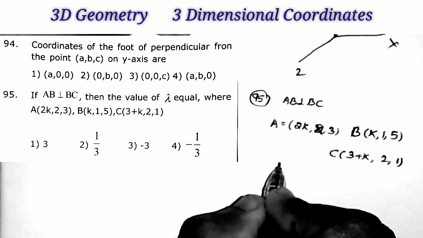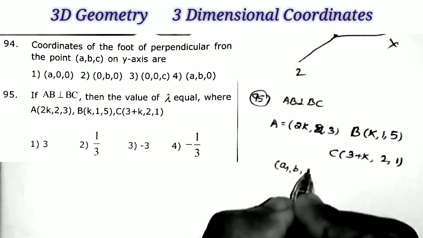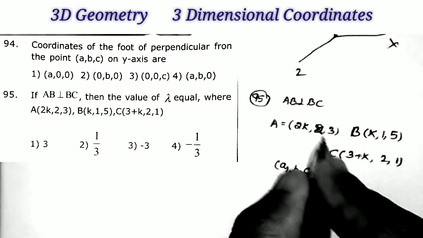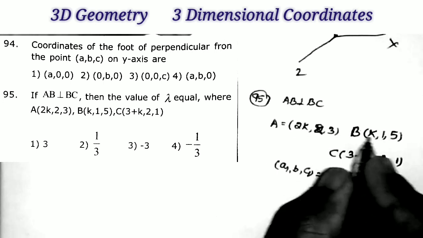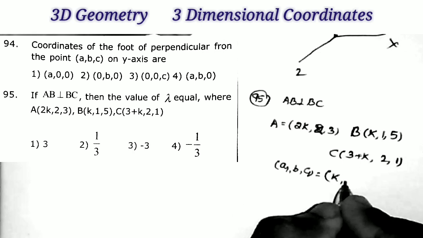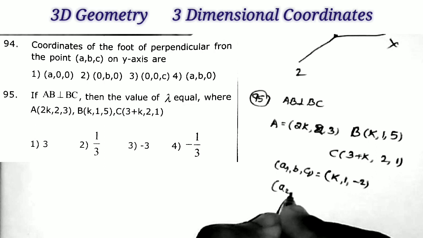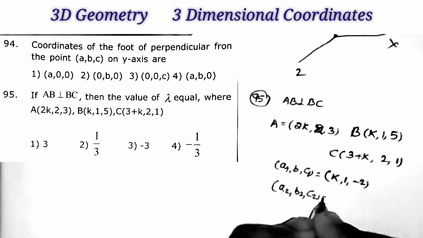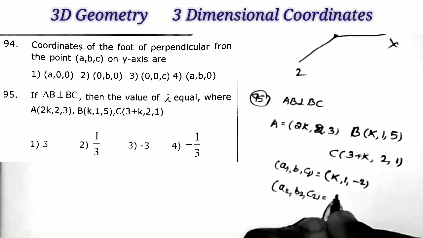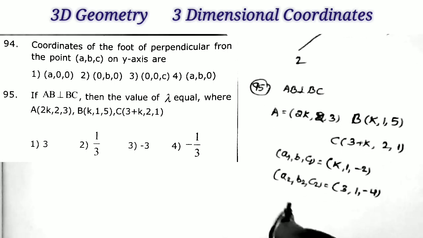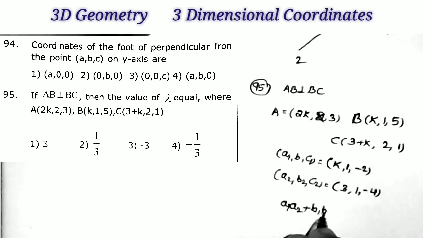What are A1, B1, C1? A1, B1, C1 are the DRs of AB. What is the formula? X2 minus X1, Y2 minus Y1, Z2 minus Z1: 2K minus K, that is K; 2 minus 1, that is 1; 3 minus 5, that is minus 2. So these are A1, B1, C1. And what are A2, B2, C2? DRs of BC, the second line: 3 plus K minus K, that is 3; 2 minus 1, that is 1; 1 minus 5, that is minus 4. Since the lines are perpendicular, we take A1 A2 plus B1 B2 plus C1 C2 equal to 0.